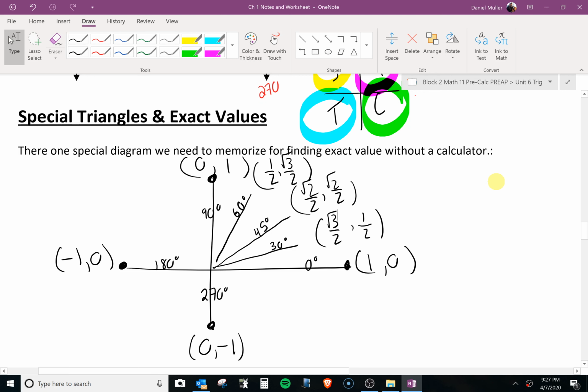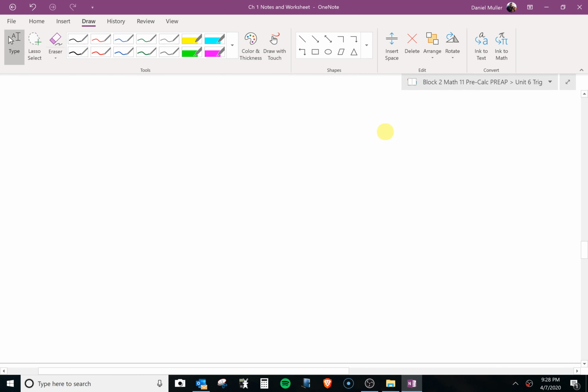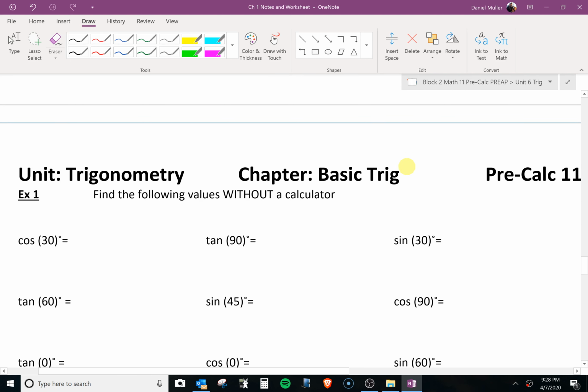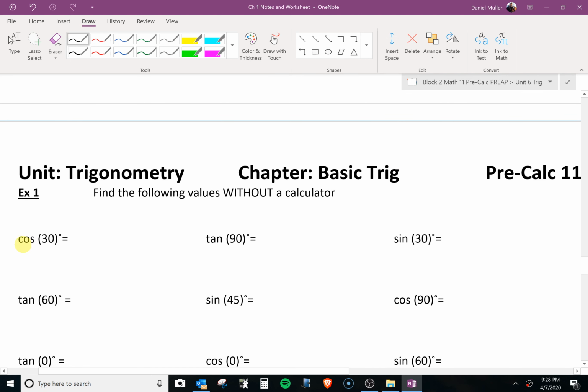Let's actually try some examples with this now. It says special triangles, but we're using the exact value chart diagram. Like I said, there's another way to do this with special triangles that you're more than welcome to look up. So example 1 wants to know the following values, all of which are on the chart, without a calculator. If we made the chart, we can just read them right off there. If you learn the special triangles method, then you have to do a bunch of work for every single one of these questions, which is why I don't do it.